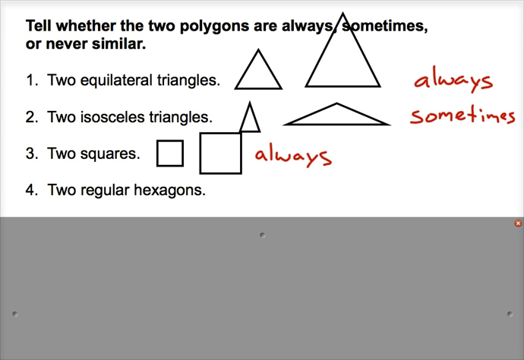Two regular hexagons. Now, one important thing about having a regular hexagon is that every single angle is going to have to be the same size. The other thing is all the sides are the same length. So if one side gets doubled, all the sides would have to get doubled. So this is another one that's going to be an always.